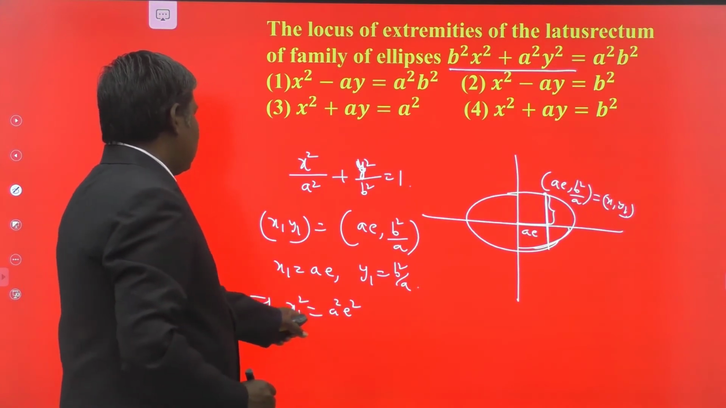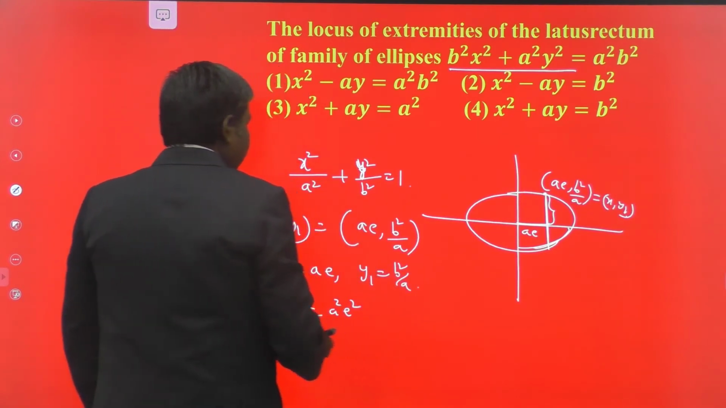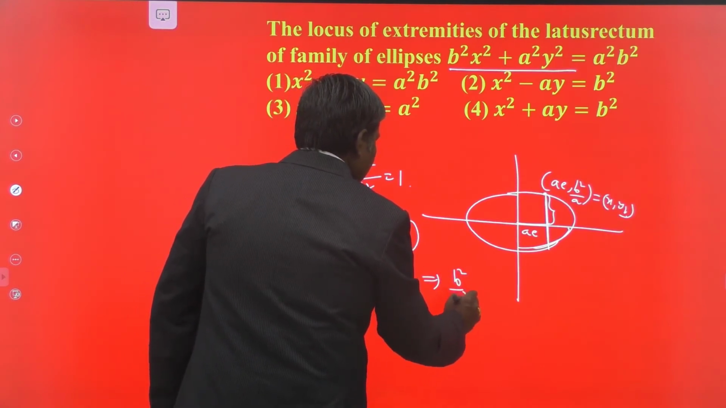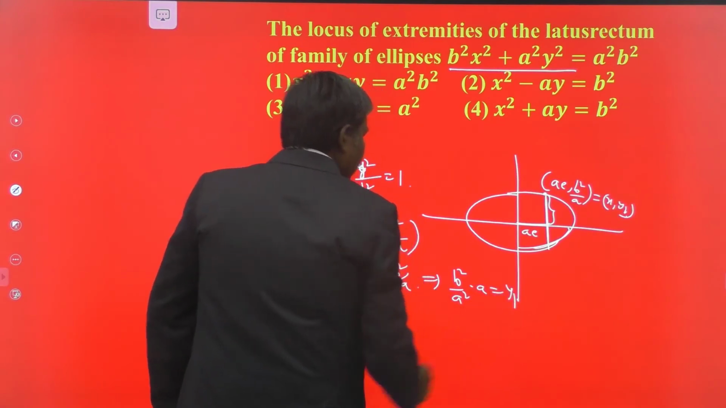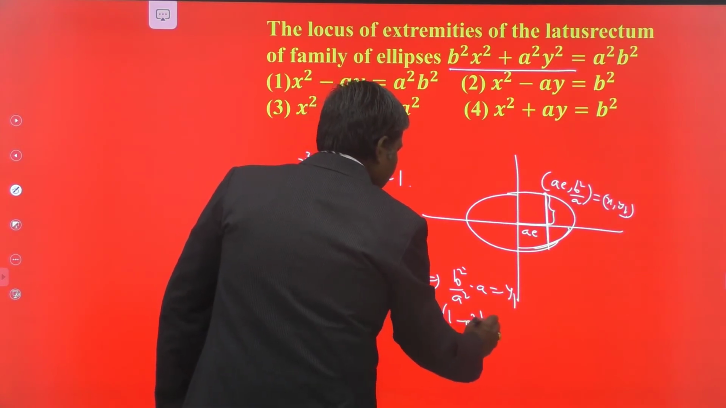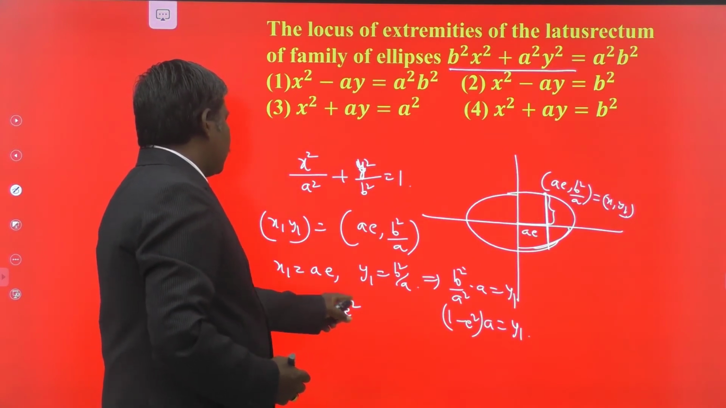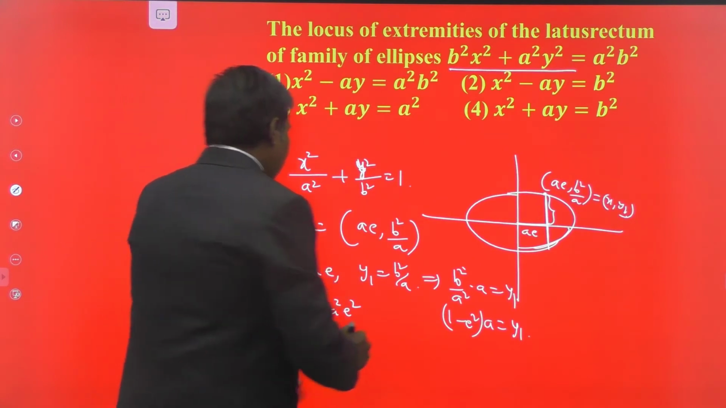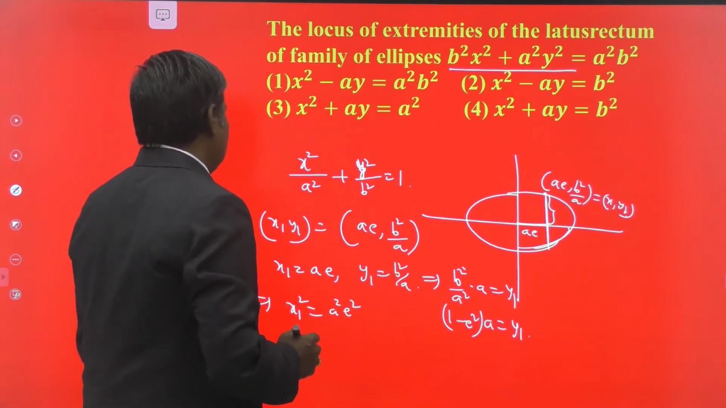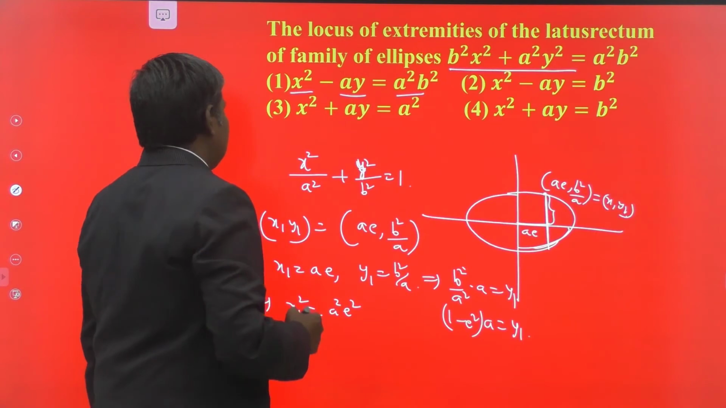So x1 square is a square e square. You have to write b square by a square as 1 minus e square. So b square by a square into a you can write as y1. b square by a square is nothing but 1 minus e square, into a is equal to y1. So x1 square is equal to a square into e square. You can square this one also. y1 square is equal to b power 4 by a square. So your answers are in relation between a square, b square.